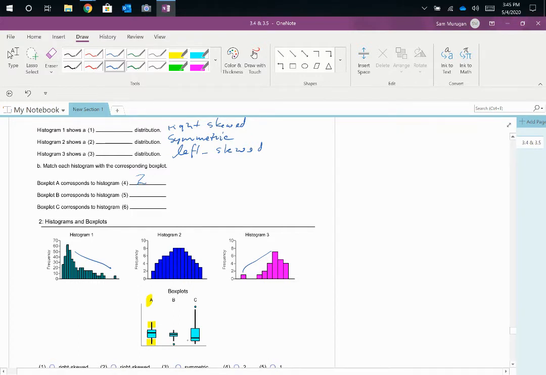Box plot B shows something that has a variation, is skewed to the right. So skewed to the left, sorry. That variation there is skewed to the left, so that would be histogram 3. And right here we can see this histogram skewed to the right. So this would be histogram 1.